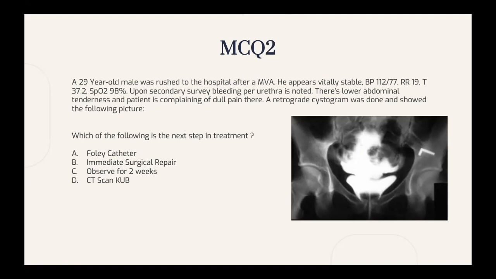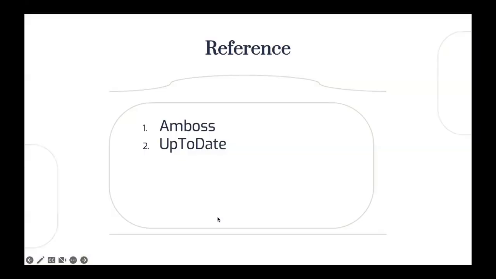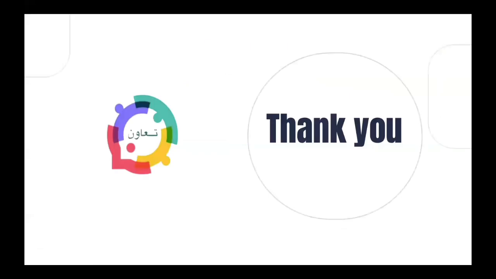Well, the answer here would be a Foley catheter, because as you can see here, this is an extraperitoneal bladder injury. You might say, oh, we observe for 2 weeks, but in this question, it's asked for the next step. Next up, we put a Foley catheter, and then we observe the patient for 2 weeks until there's no extravasation anymore. These are my references, and thank you for listening.